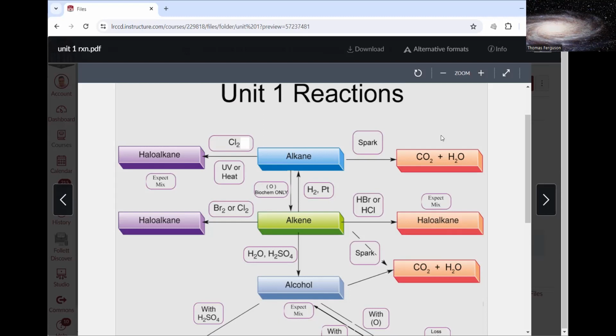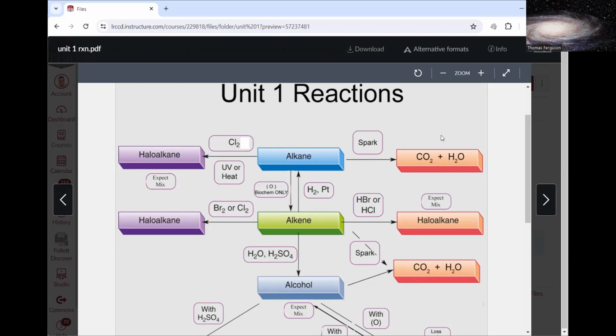So if you want to end up with a halogenated alkane, what do you start with? Well, the halogen. If you want a chlorinated hydrocarbon, you start with chlorine gas, UV or heat, boom. If you apply a spark to it, you'll end up with a combustion reaction. You're free to include this with your tests. You don't have to memorize this, but I want you to get used to using it.